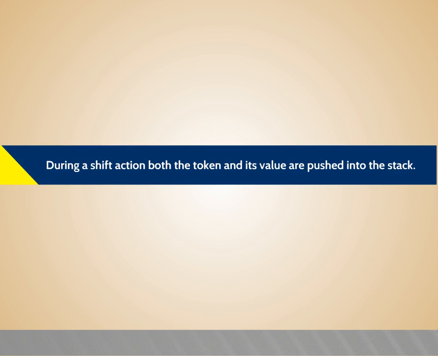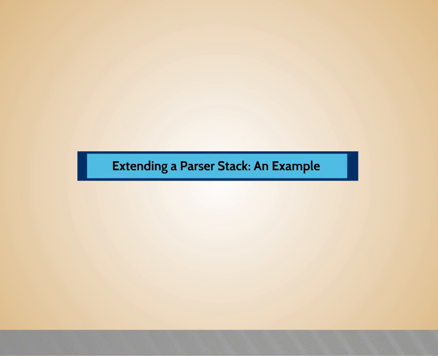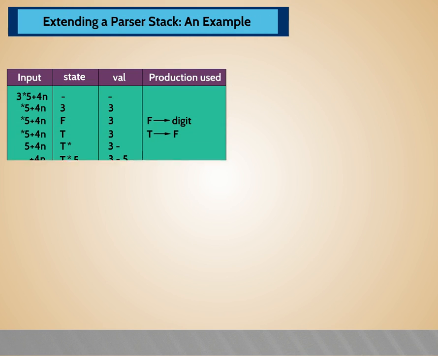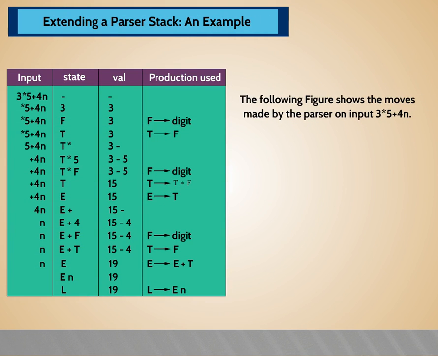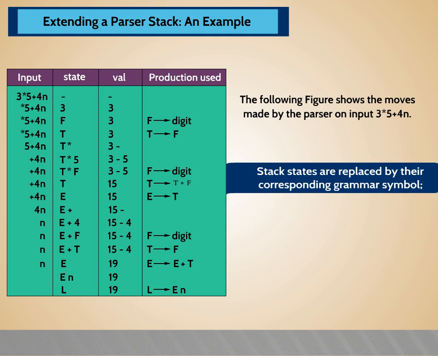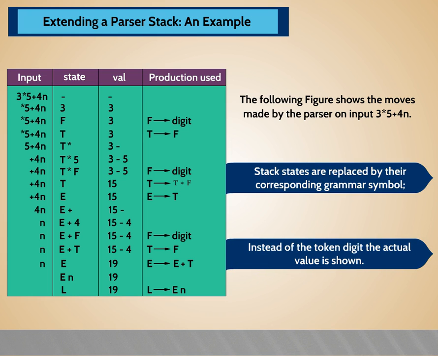During a shift action, both the token and its value are pushed onto the stack. Extending a parser stack, an example. The following figure shows the moves made by the parser on input 3 star 5 plus 4 n. Stack states are replaced by their corresponding grammar symbol. Instead of the token digit, the actual value is shown.